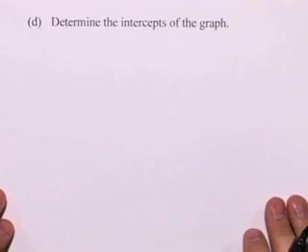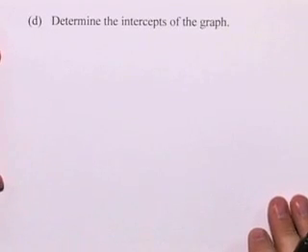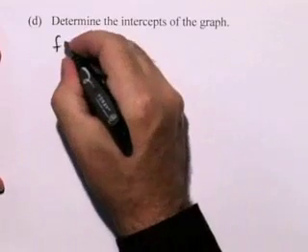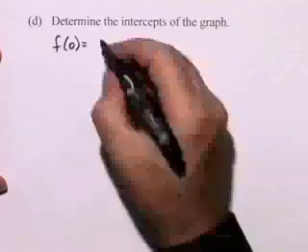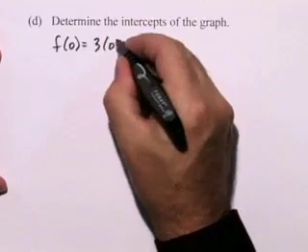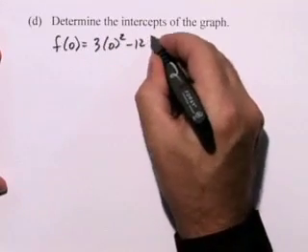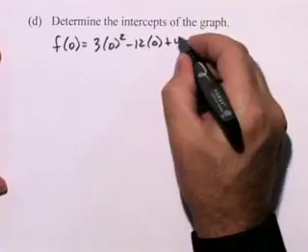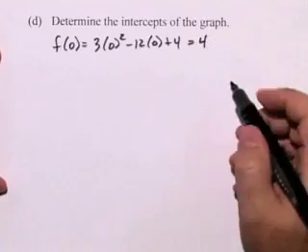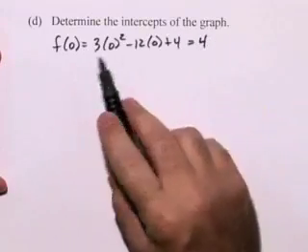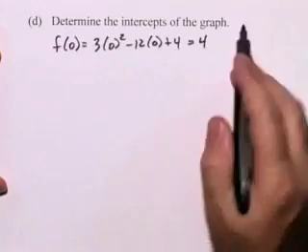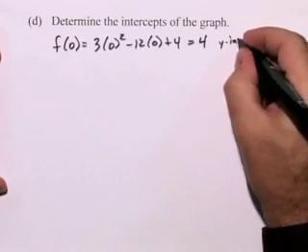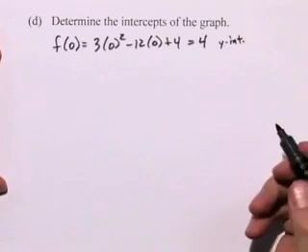Next, we want to find the intercepts for our graph. We'll find the y-intercept first. We'll find the y-intercept by evaluating the function at x equal to 0. F of 0 will be 3 times 0 squared minus 12 times 0 plus 4, which is just equal to 4. Now, we could have found the y-intercept initially by just noting the constant in our function was 4, so our y-intercept is 4. Next, we'll find our x-intercepts.